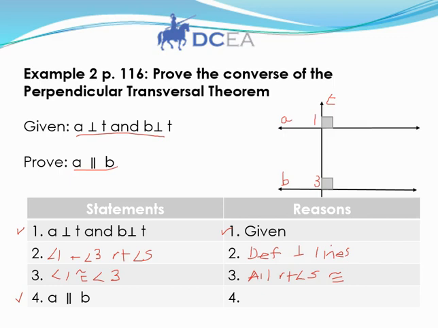We can now state, because these are both congruent, that line A is parallel to line B, and that's because of the postulate we just learned. So that's the converse, and I'm going to shorten this, of corresponding angle postulate.